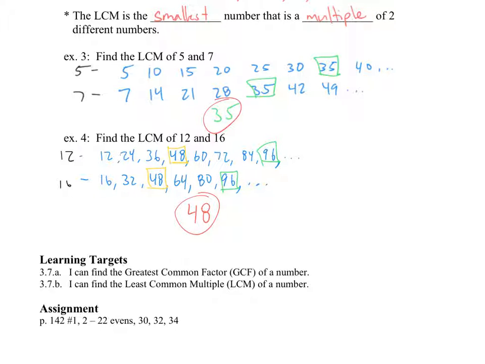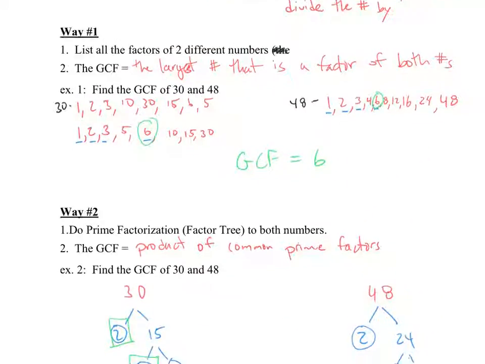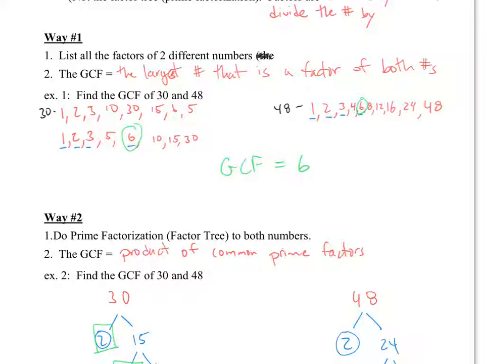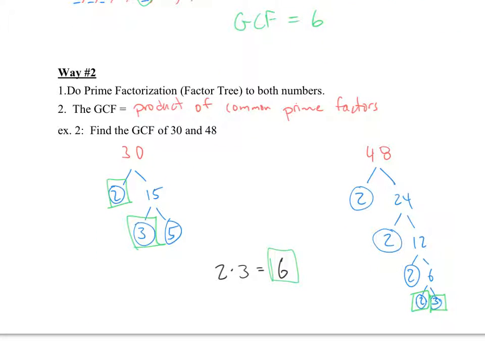That is least common multiple, greatest common factor. It does not matter which way you do greatest common factor. You can pick the first way or the second way. The first way, you can sometimes have really long lists. The second way is a little more straightforward, but you got to know how to do the factor trees.